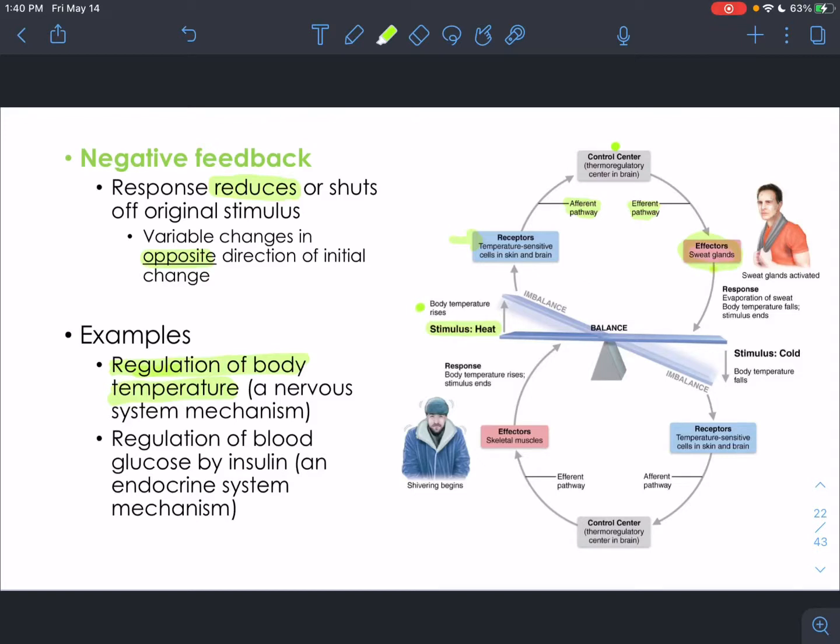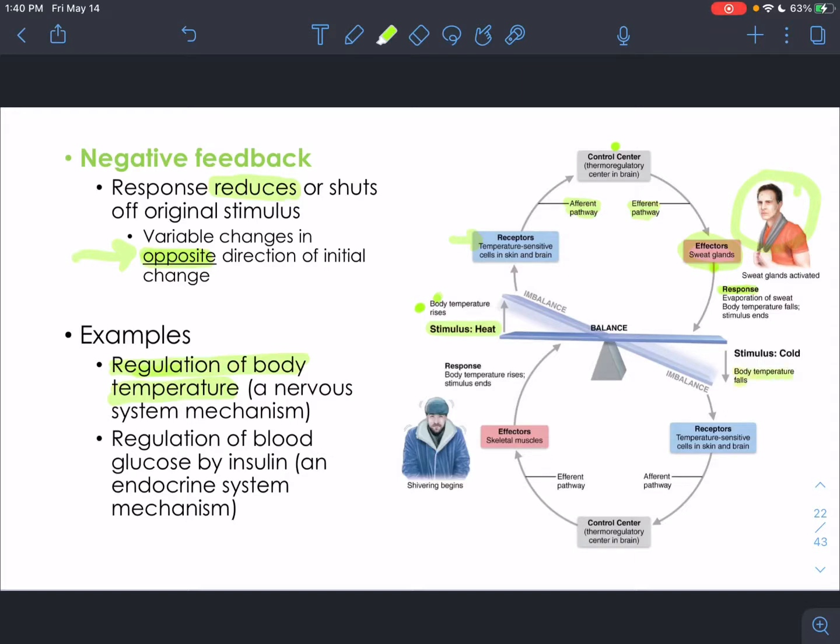And the effector produces their response, which if our body temperature is too hot, we want to cool off, so we're going to sweat, like this guy over here, sweats, and then cools off the body and gets it back to normal. Okay, so we're moving in the opposite direction. Okay, opposite direction, negative feedback. Our body temperature is hot, we want it cold.